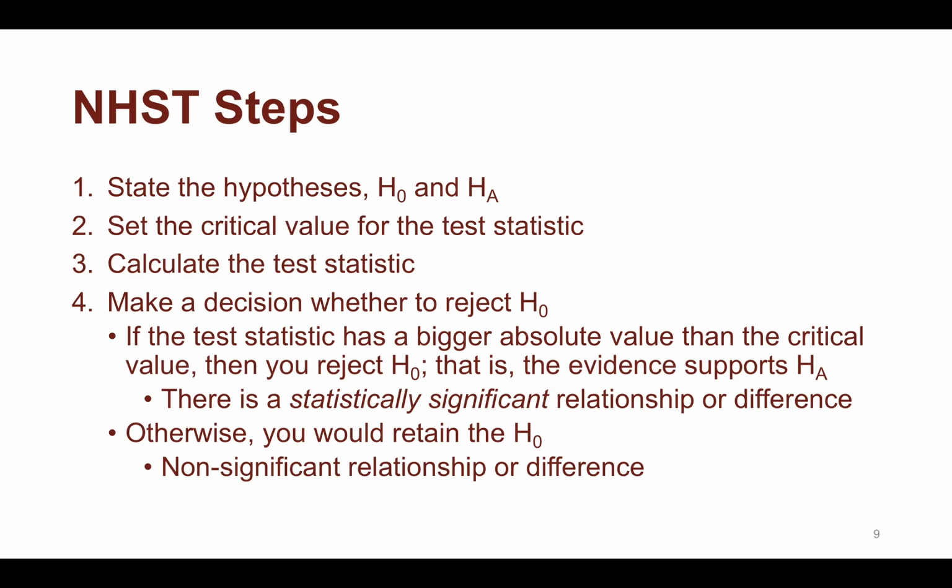And what you're going to do is compare the test statistic with the critical value, and use that to make the decision whether you have enough evidence to reject the null hypothesis. Basically, if the test statistic has a bigger absolute value than the critical value, then you can reject the null hypothesis, meaning that you have enough evidence to support your alternative hypothesis, and therefore there's a statistically significant relationship or difference. Otherwise, if the test statistic is smaller in absolute value than the critical value, then you would retain the null hypothesis and you would conclude that there's no significant relationship or difference.